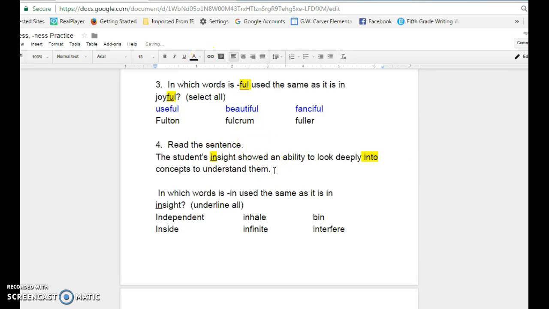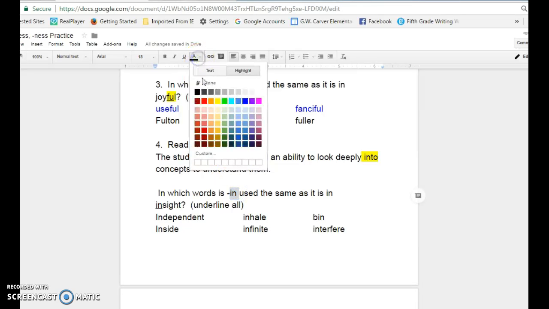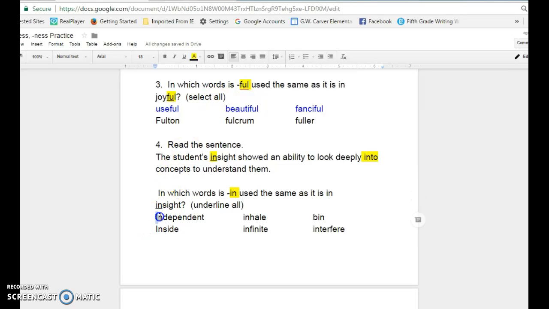So if you are insightful, that means that you really can see into things and understand them. So obviously, if you're looking deeply into something, this is a situation where in does not mean not, it means into. You're seeing into things deeply. In which words is in used the same as it is in insight? Well, independent, does that mean looking into dependent? No, it does not. If you are independent, it means you're not depending on other people. So they use the other meaning. You would mark that one out.